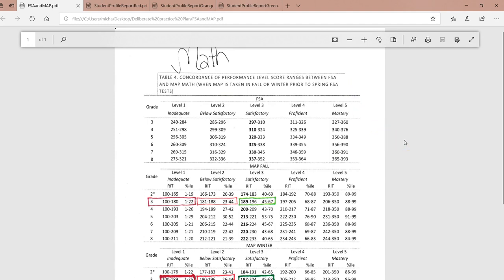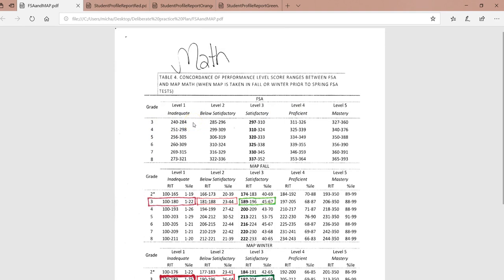On this piece of paper that you see in front of you, there is the FSA. This FSA, today we're only going to be looking at third grade. So it tells us that on the FSA test, students receive a scale score, and it provides us with a level 1, 2, 3, 4, or 5. Ultimately, in order for a child to be considered on grade level, they are performing at a level 3. They are receiving a scale score between 297 and 310. Again, this is on the math.